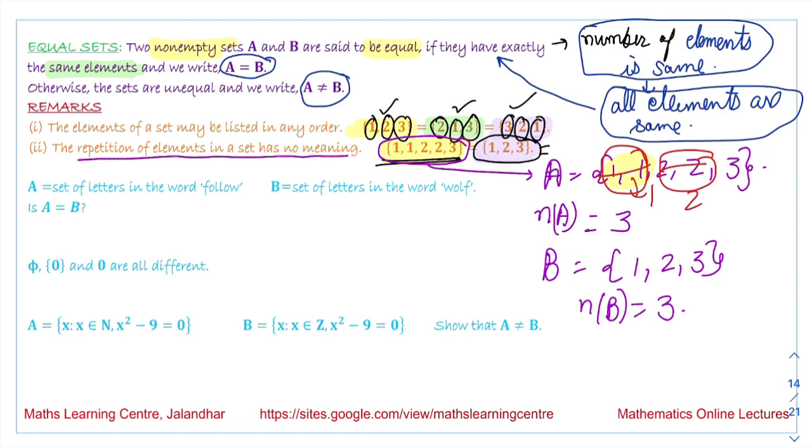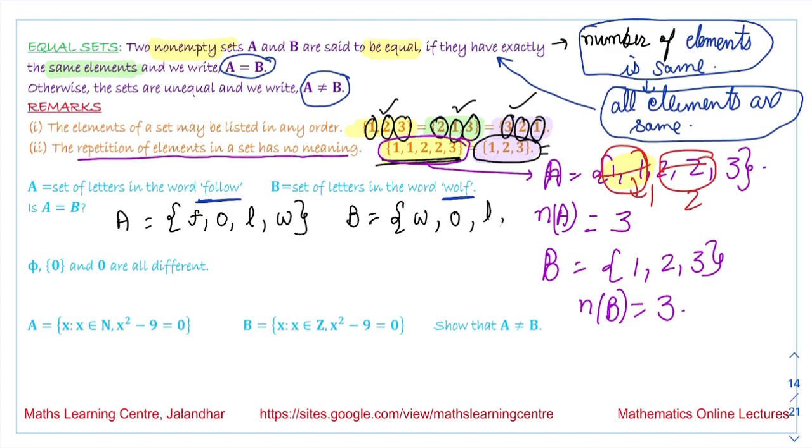Next we have: A is the set of letters in the word follow, and B is the set of letters in the word wolf. Is A equal to B? When we are writing this set A, the elements we have are F, O, L and W. When we are writing the set B, the elements we have are W, O, L and F.